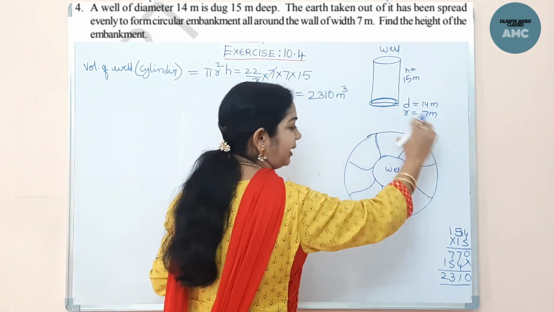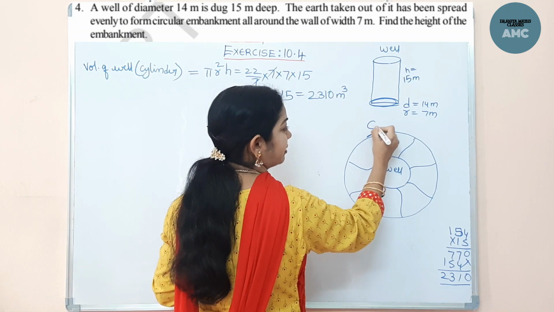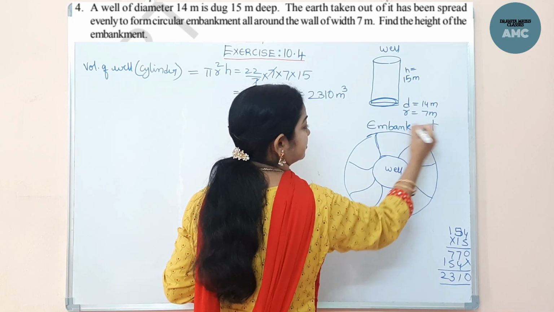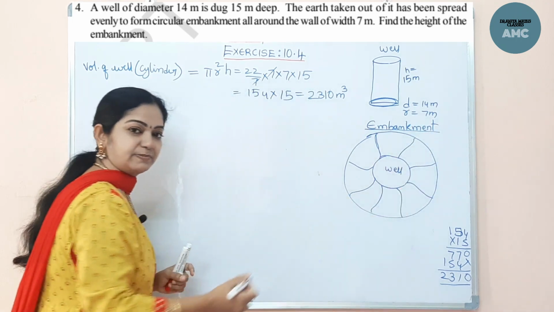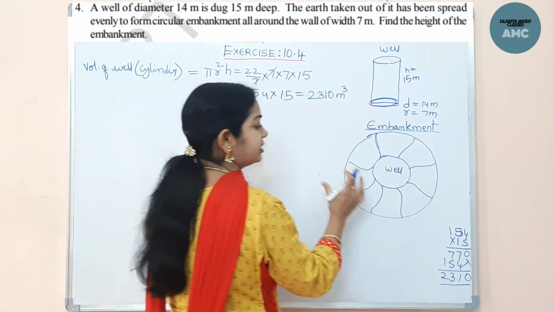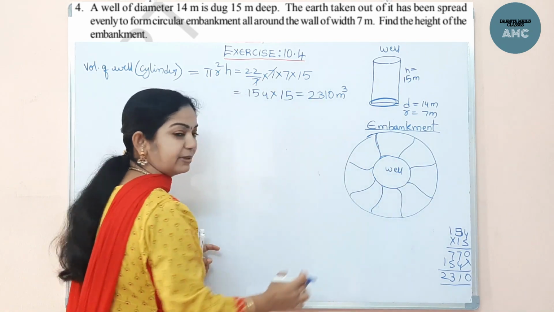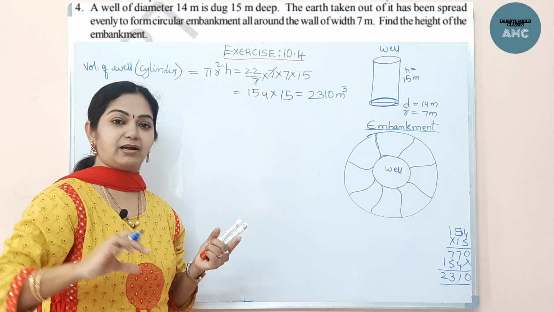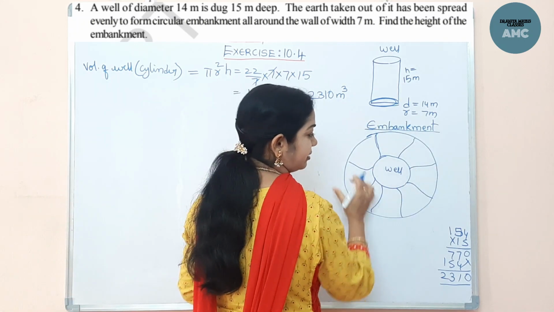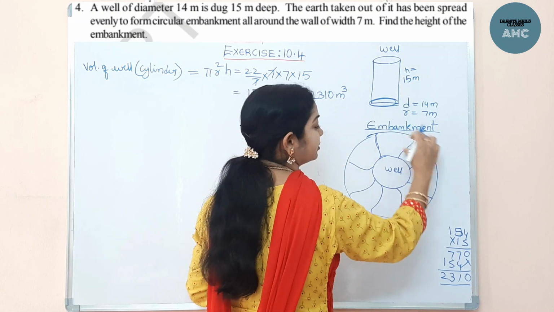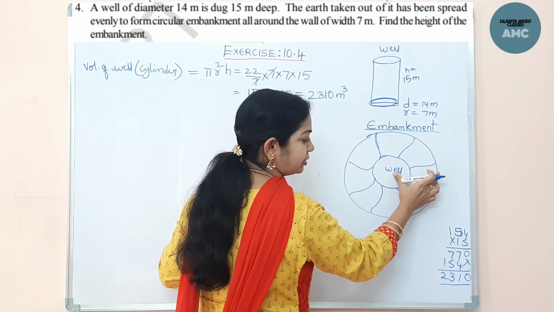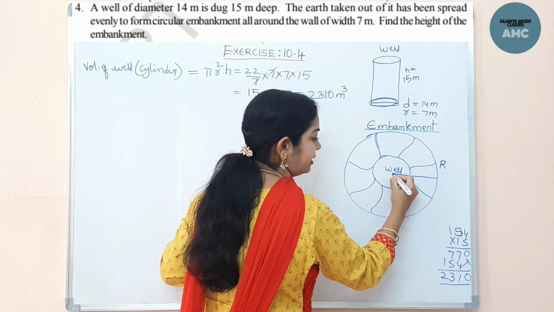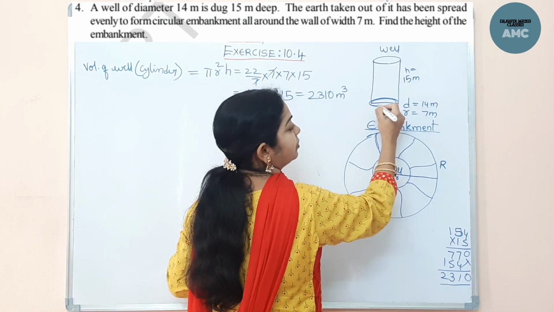Same amount is being placed in the form of a circular embankment. This is the embankment, being placed throughout. So what we have to find? First we will find the base area of the embankment. Embankment is nothing but like a portion of a ring which you play with, that part. That is the shape of this embankment. This well we have found out. Now this embankment has an outer radius, let me suppose outer radius as capital R and the inner radius as small r.